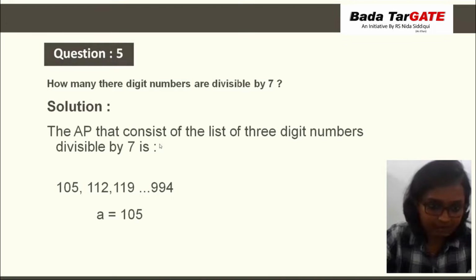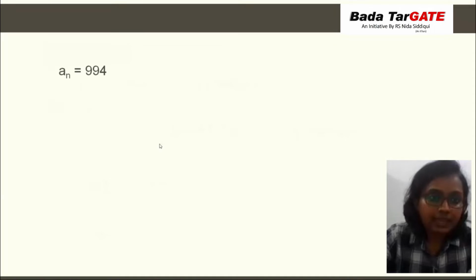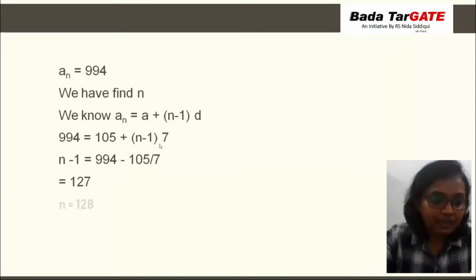And the common difference will be 7. So the first term is 105. So we know AN is equal to 994. For finding out how many 3-digit numbers are divisible by 7, we just need to find the N for which AN is equal to 994. So we get the value of N as 128. So we know there are 128 terms in the AP which are divisible by 7. So the value of N is equal to 128.